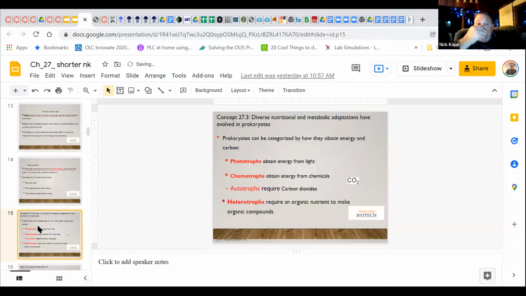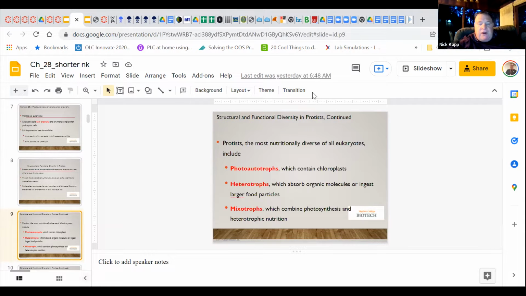When we look at life, and we're going to see this a lot, we look at where organisms get their energy. Prokaryotes can be categorized according to how they obtain their energy. We have phototrophs, which obtain their energy from light, and chemotrophs, which obtain their energy from chemicals, or possibly even rocks and materials in an environment. Autotrophs require carbon dioxide, and heterotrophs require complex organic molecules, so they need molecules that are fixed by other organisms. Phototrophs would include things like blue-green algae.